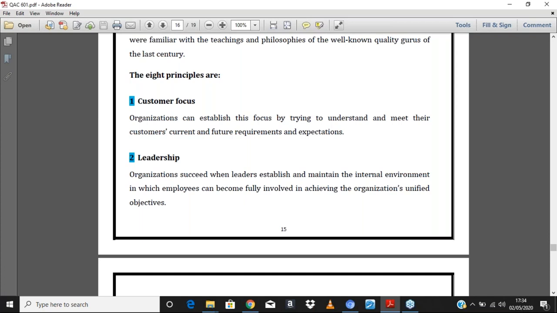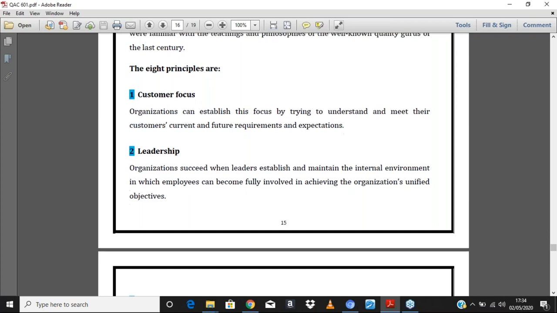So there has to be proper customer focus. Then good leadership. Yes, good leadership. Without leadership, you cannot achieve quality. Forget about it. Cut it. No leadership, no quality. So organizations succeed when leaders are established and maintain an internal environment in which employees can become fully involved in a goal to achieve quality.